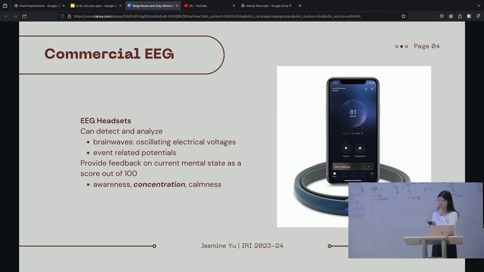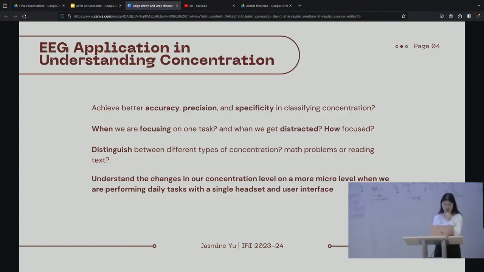Some can be brain waves, which are oscillating electrical voltages. You might have heard of alpha, beta, gamma, theta, delta waves. And there are also event-related potentials, which are inflections or deflections of membrane potential after an event has occurred. And usually they will provide feedback on the current mental state as a number quantitatively, and it would indicate if you're aware, you're concentrated, or you're calm. And in my case, I'm interested in concentration, so that's what I focus my project on.